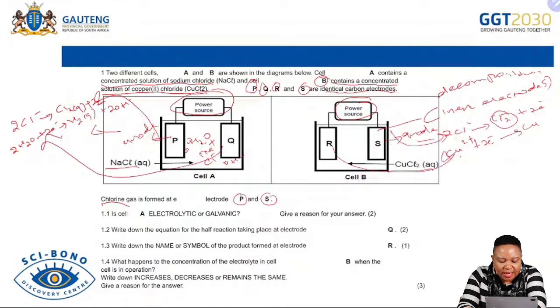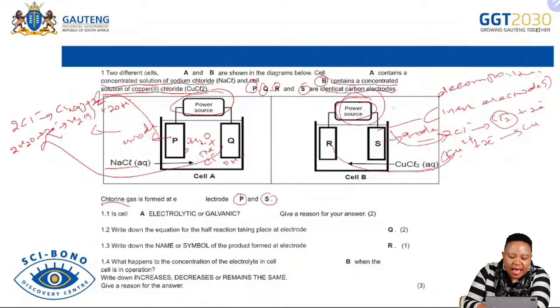Is cell A electrolytic or galvanic? Give a reason for your answer. We expect the cell to be electrolytic, remember, because this is a cell with a power source. So a power source is an indication that this is an electrolytic cell. And then write down the equation for the half reaction that takes place at the electrode.